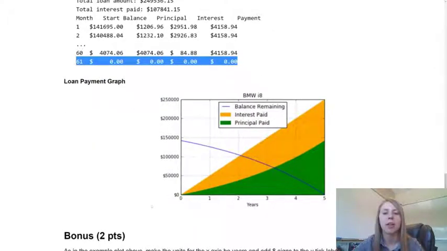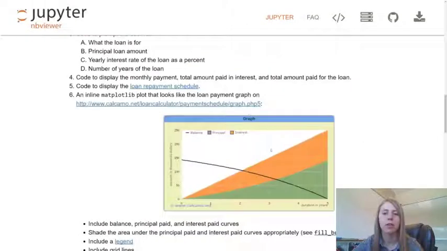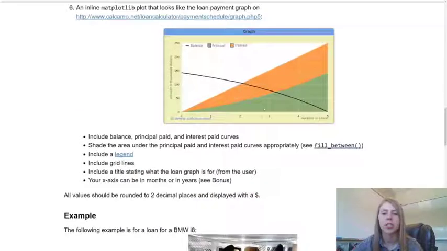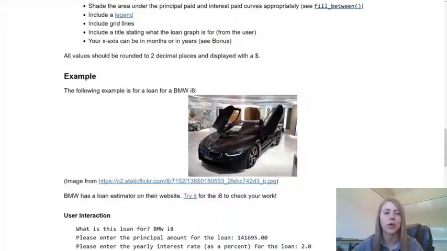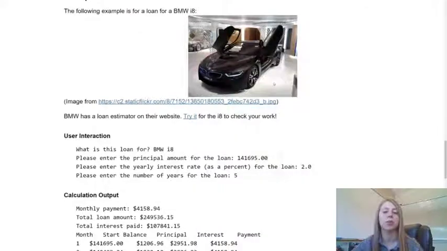And you should be creating a plot that looks somewhat similar to this using Matplotlib. So this is my rendering of this payment schedule graph on this website. Yours doesn't have to be the same colors and whatnot, but it still needs to include the same information that is listed here. And one thing to note is all values should be rounded to 2 decimal places and displayed with a $ sign if you're referring to money.